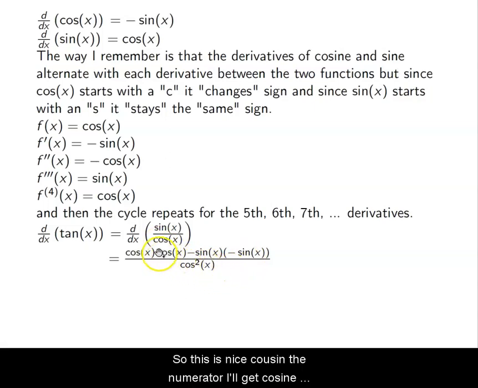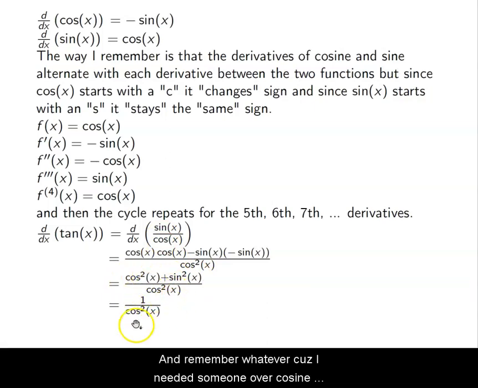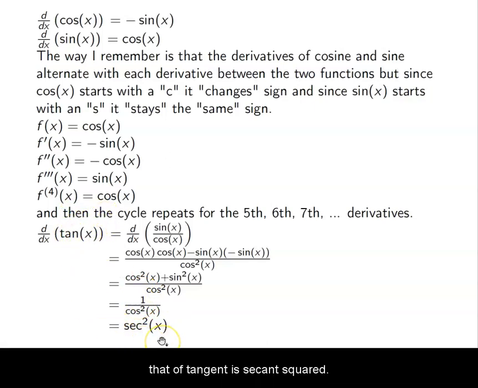So this is nice because in the numerator, I'll get cosine squared plus sine squared over cosine squared. You might remember that cosine squared plus sine squared is 1, so this is actually 1 over cosine squared. And if you remember, 1 over cosine is secant, so 1 over cosine squared is secant squared. So the derivative of tangent is secant squared.